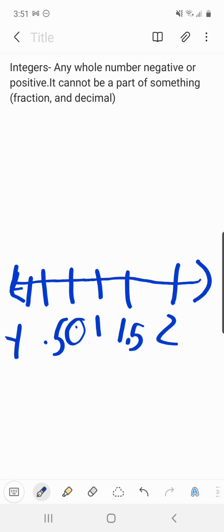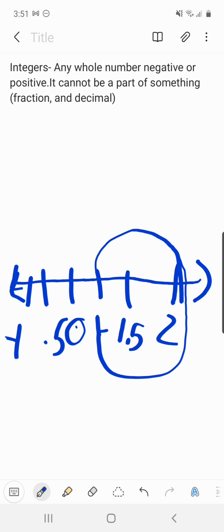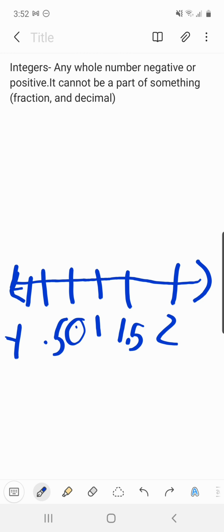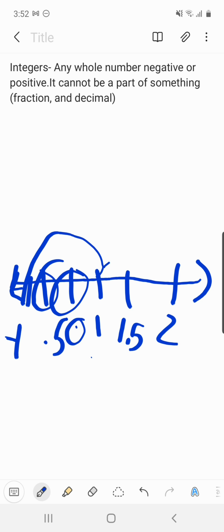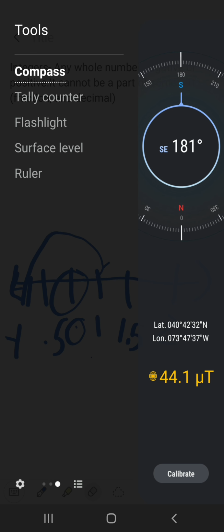Now I'm gonna need to find how close two integers are. There is 1 and 2, positive 1 and 2. They're one spot away from each other, and 1 and -1 are 2 spots away from each other. So that's how you know it's a whole number.